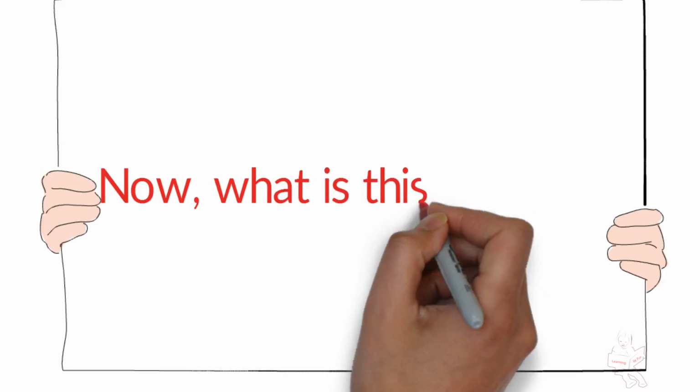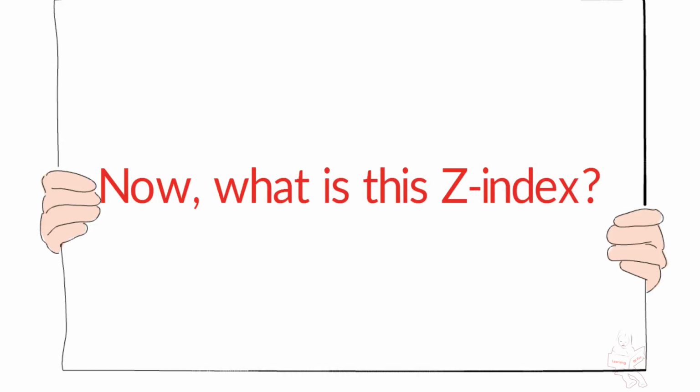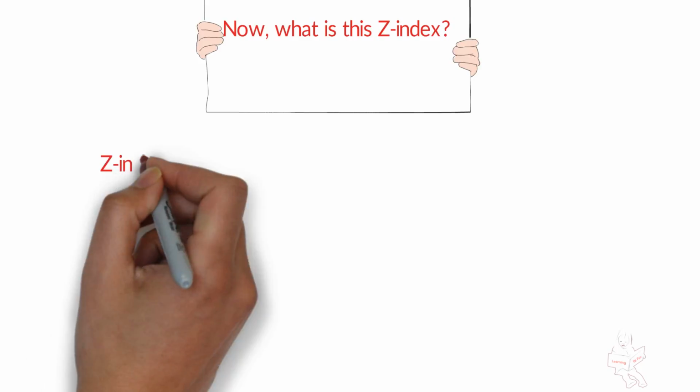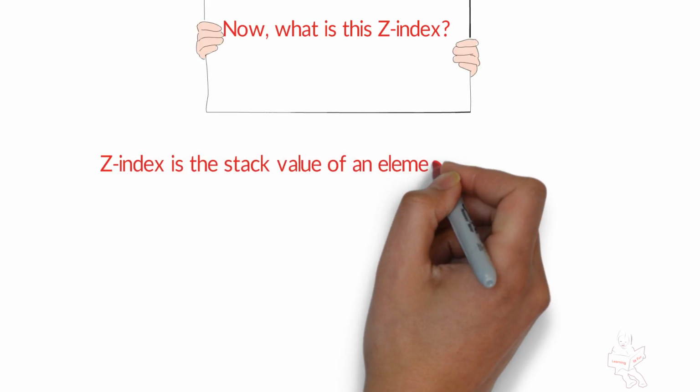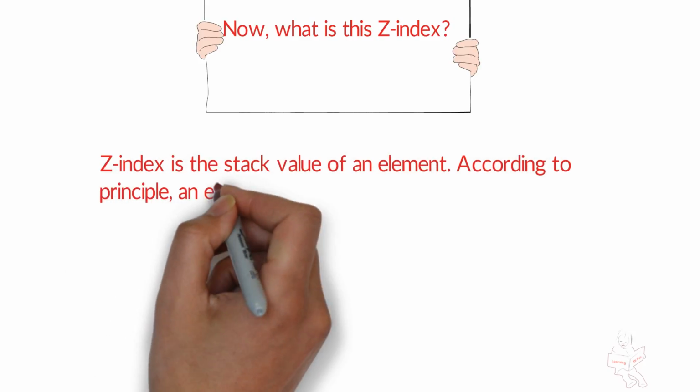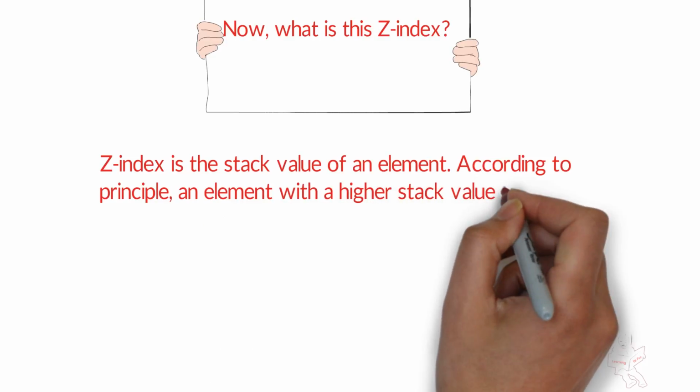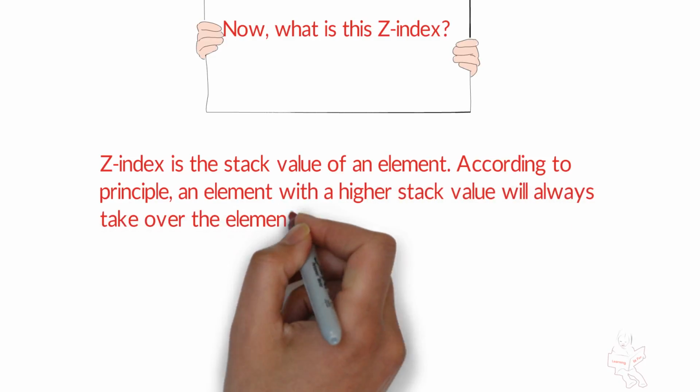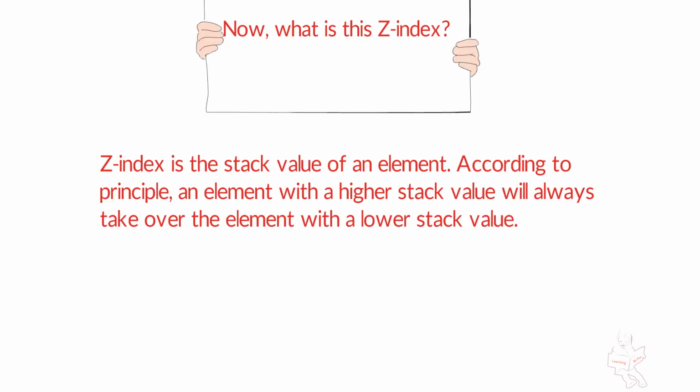Now, what is this z-index? Z-index is the stack value of an element. According to the principle, an element with a higher stack value will always take over the element with a lower stack value.